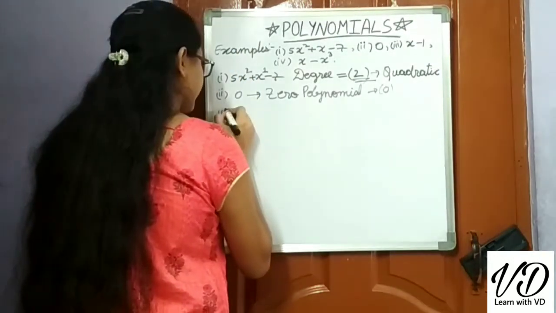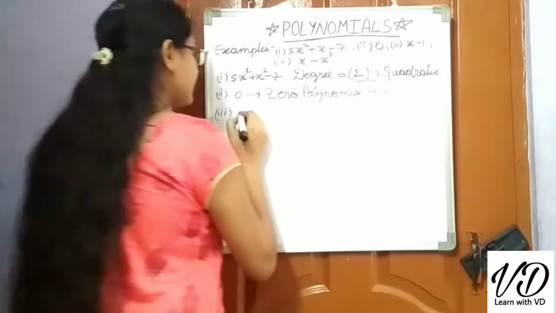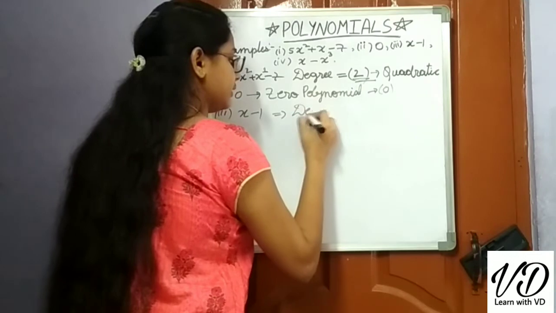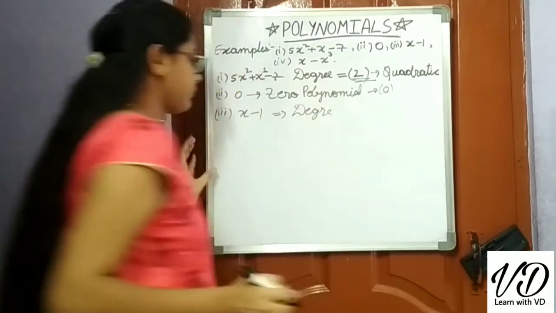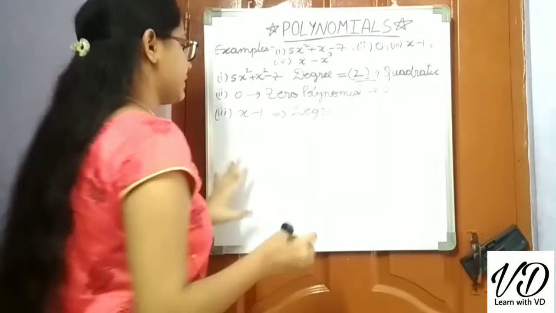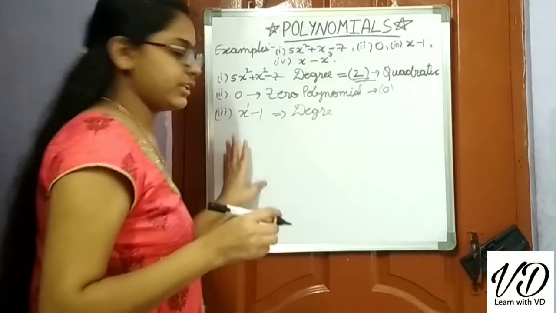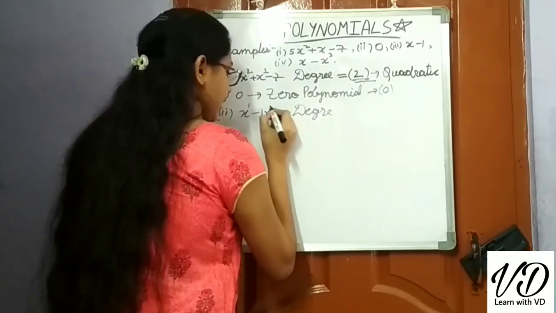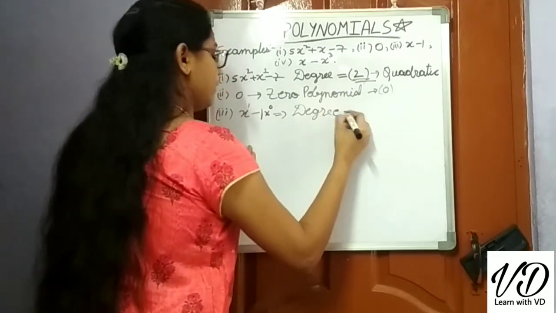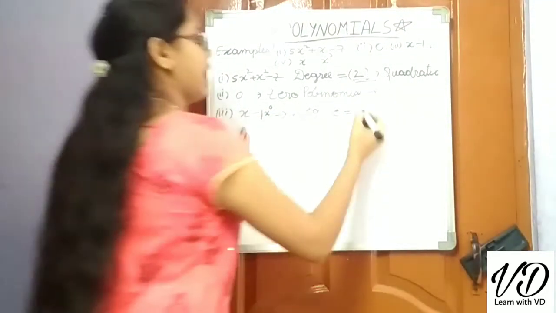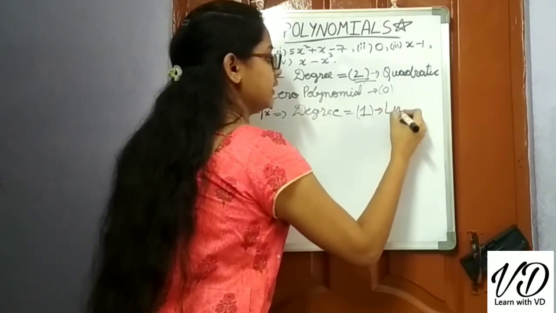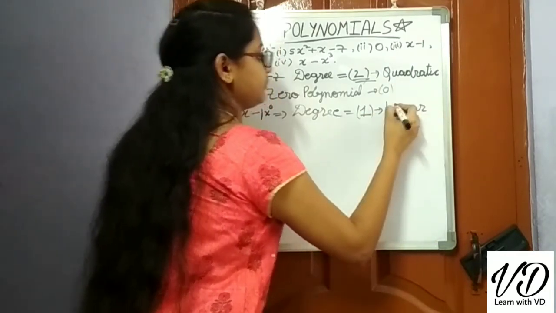Let's take the third one. The third one is x minus 1. Here we need to find the degree of the polynomial. Now the degree of the first term will be 1. The degree of the second term will be 0 because this will be 1 times x power 0. So the degree will be the highest of the terms, that is 1. So this will be a linear polynomial.